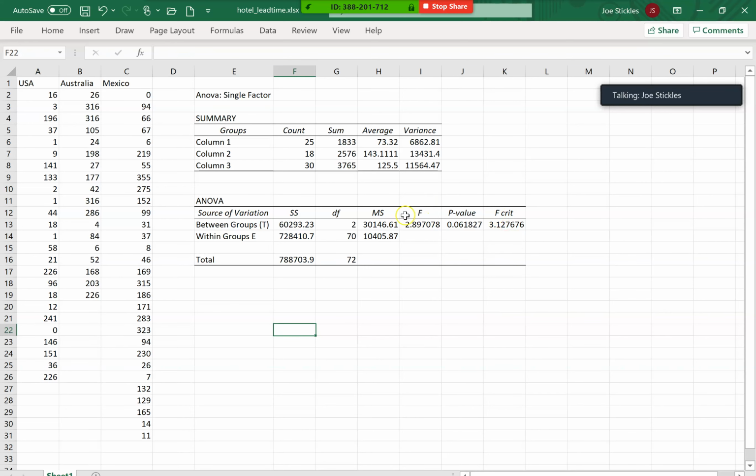All right. So in this case, we do not reject, right? Because the p-value is greater than 0.05, or your F statistic is less than the critical F value. So we do not reject. So there's not sufficient evidence to conclude that the means are different.